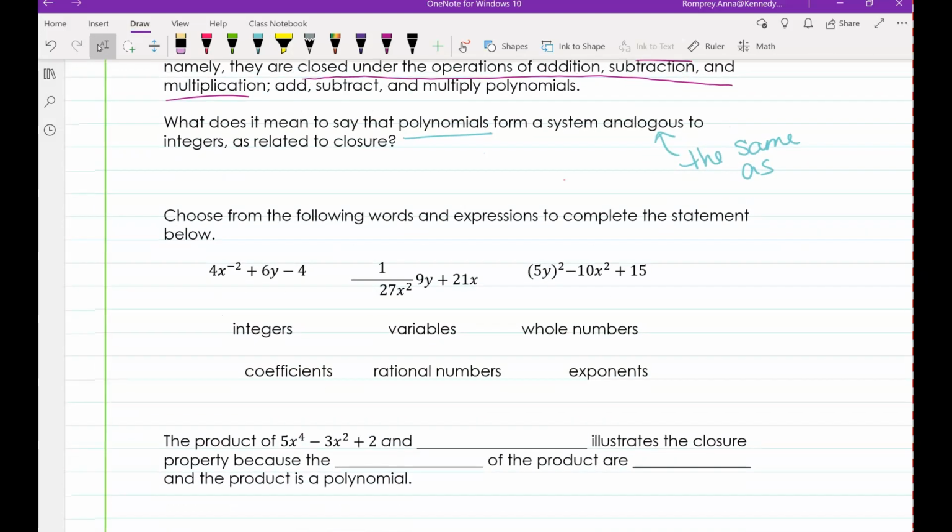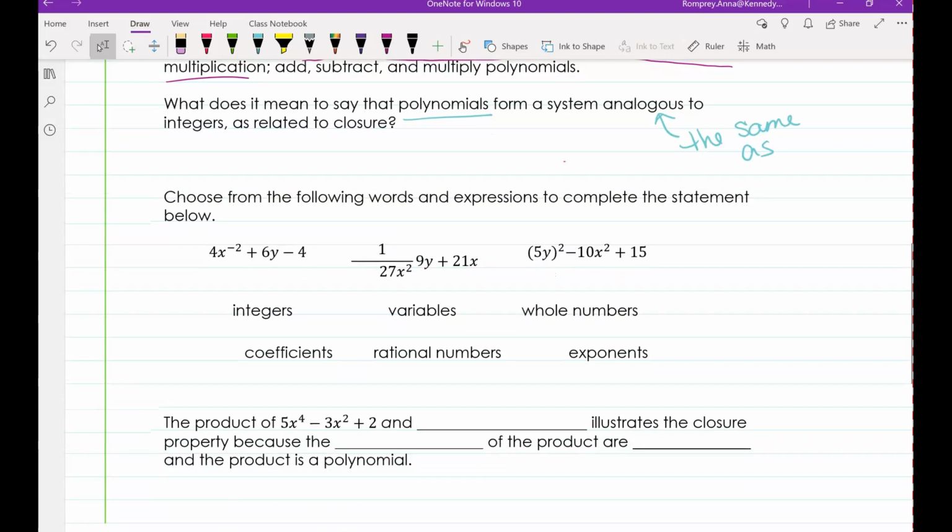So choose from the following words and expressions to complete the statement below. So we're going to prove why polynomials are the same as integers, why they're both related to the closure property anyway. So choose from the following. All right, so the product, meaning what are we doing? We're multiplying. So the product of 5x to the fourth minus 3x squared plus 2 and blank illustrates the closure property. So if I'm doing closure property, I've got to stay in the same set. So if I've got a polynomial, I'm going to multiply it by another polynomial. So let's look from these three and figure out which ones are polynomials.